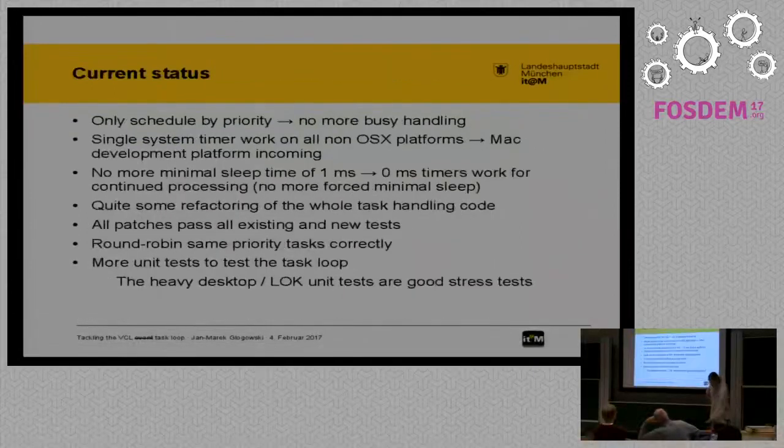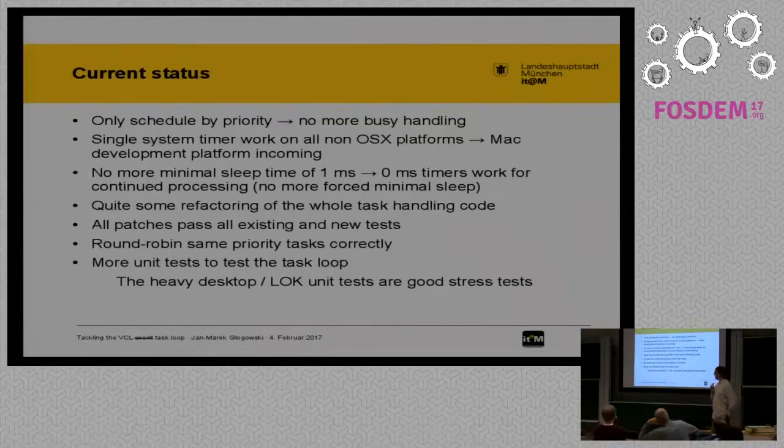So where we are currently is that we only schedule by priority now. Like all the normal event loops, every event or task has a priority and is scheduled accordingly. We completely ignore the busy stuff, which was crazy anyway.